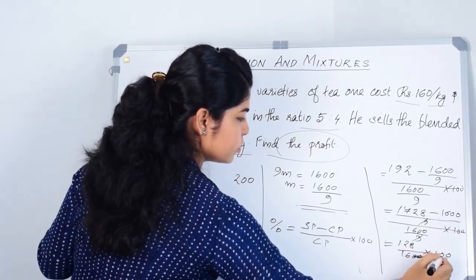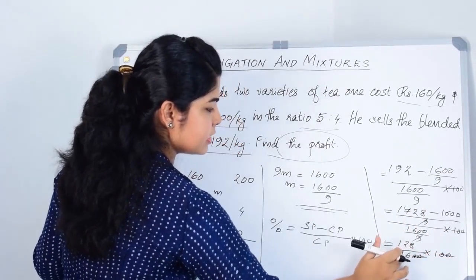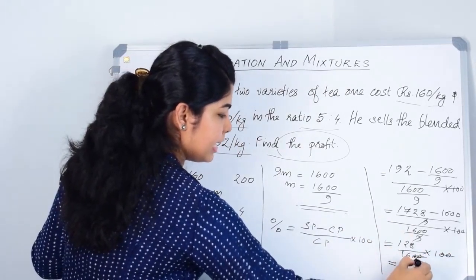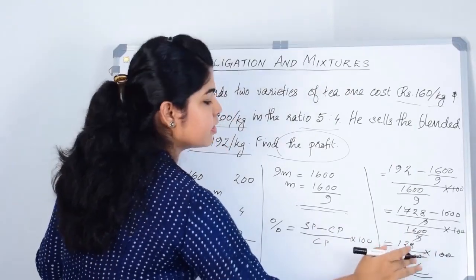So the zeros and the zeros got cancelled, then 16 will go 8 times in 128. So our final answer will be 8%. So this is our final answer.